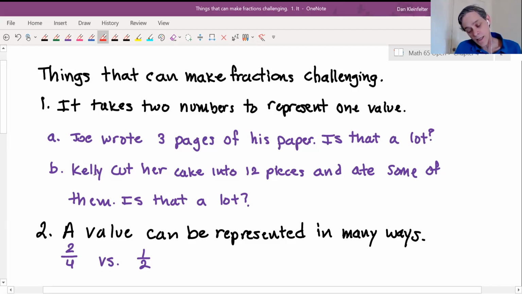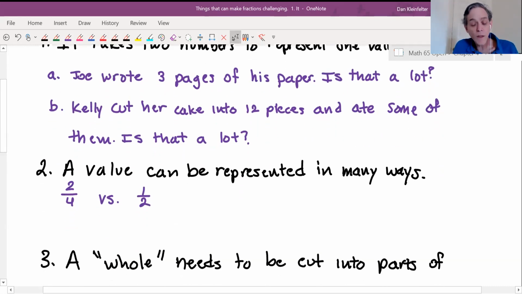Suppose that Kelly cut her cake into 12 pieces and ate some of them. Is that a lot? Well, we would need to know probably how big the cake was in the first place. But out of the 12 pieces she cut the cake into, she ate some of them. We don't know whether that was 1 piece, 2 pieces, or 11 pieces, right? So in addition to knowing how many pieces the whole cake was cut into, we would want to know how many pieces we're talking about. So we need to know 2 numbers: the number of parts one whole is divided into, and also how many parts we're talking about at that particular time.